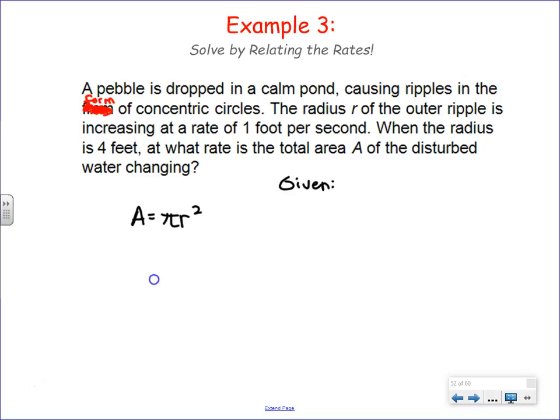or what we know and what we seek in the book's terminology, what are we given? dr/dt equals 1 foot per second. So it says the rate at which the radius is changing. r equals 4. It's growing, so it's going to be positive.